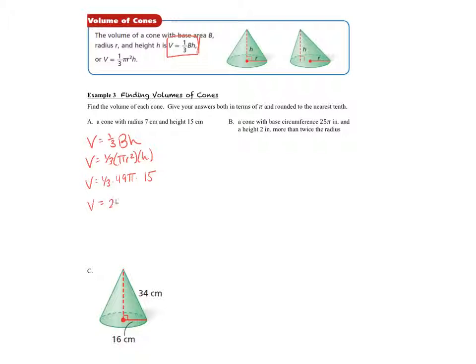So V equals 245 pi centimeters cubed, or 769.7 centimeters cubed.